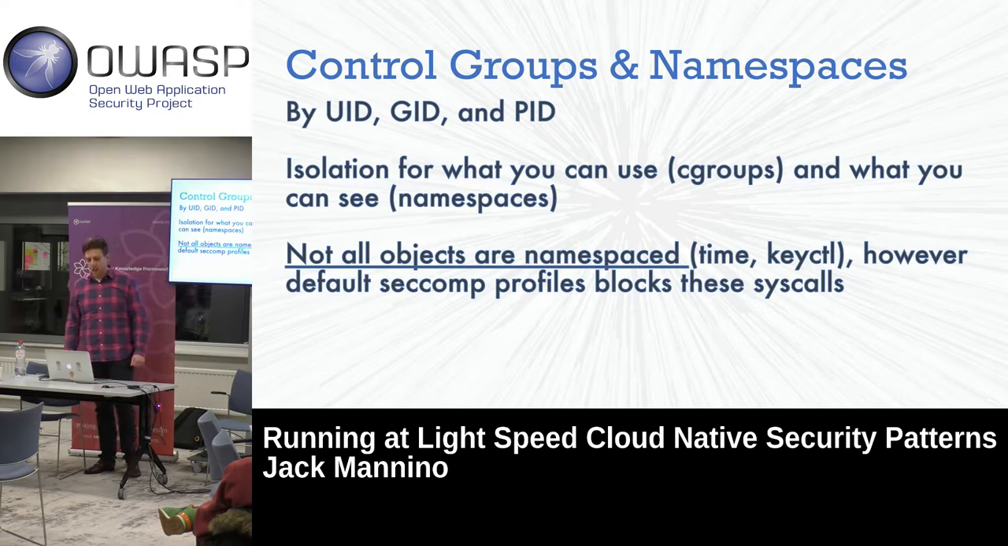So essentially, isolate what you can do. And namespaces allow you to see different objects and let you see data, things persistent, and so on and so forth. Not all objects are namespaced, so things like time. If you have the ability to call that syscall, then you could potentially manipulate the system time at that point, because there's not full namespacing of those objects.